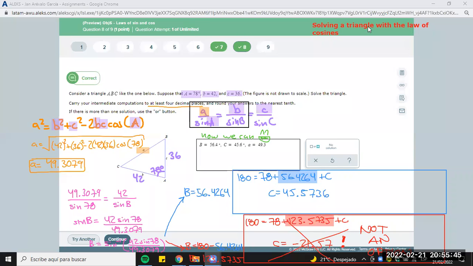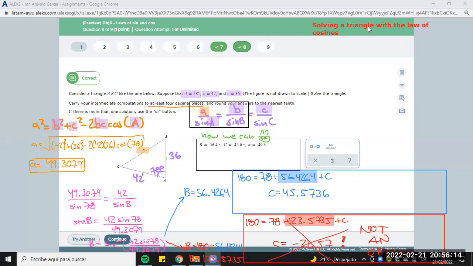Alright guys, this is a new problem called solving a triangle with the law of cosines. I'm sorry for showing you this, but I'm gonna guide you. It's just that I solved the problem and I pressed check. Now I know it is correct, but I cannot make it look like it was. I had to make the page a little bit smaller, but I'm gonna guide you.